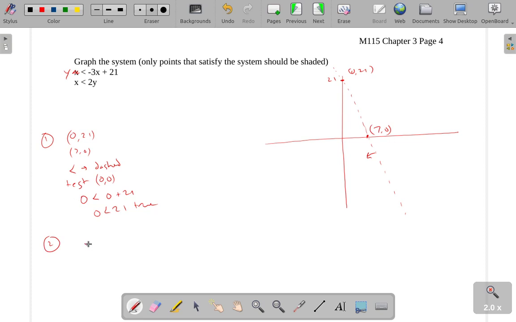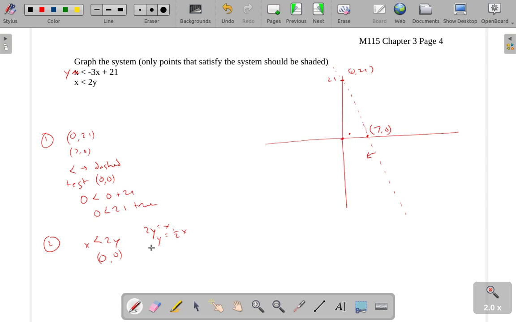The second inequality says x is less than 2y. Alright, this goes through the origin. I'm noticing that because if I plug in 0 for x, I get 0 for y. And so finding the intercepts isn't going to work here, because that'll just give me the same point again. Instead, let me think of this as 2y equals x, just putting an equal sign in there instead of a less than or a greater than, so I don't have to worry about it. Divide both sides by 2, I get y equals 1/2 x. You can see I have a slope of 1/2. So that means if I go up 1, I'd have to go over 2.